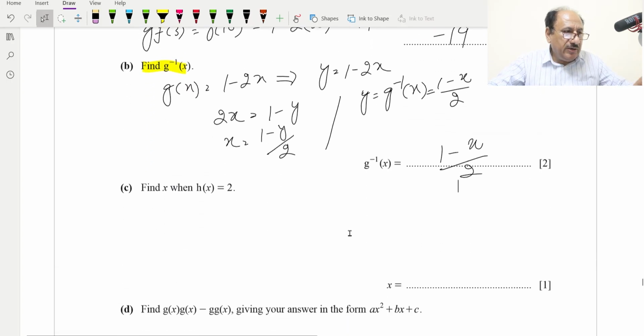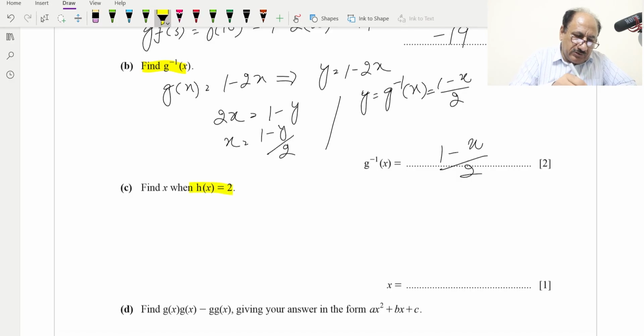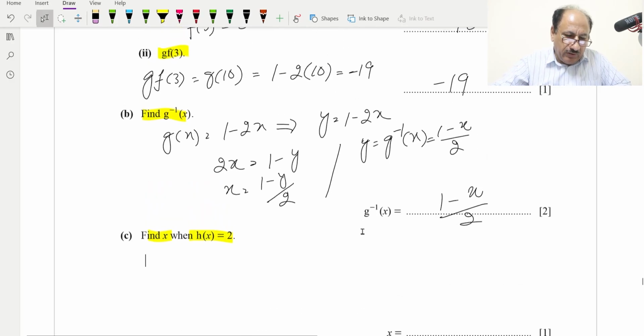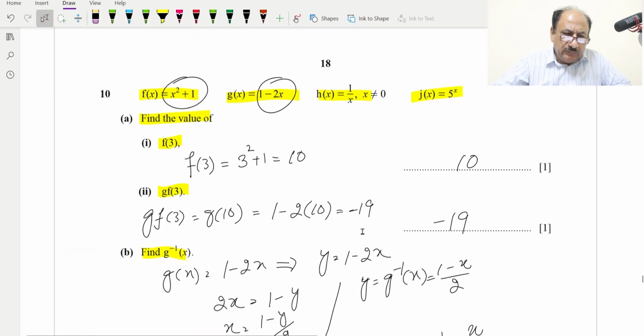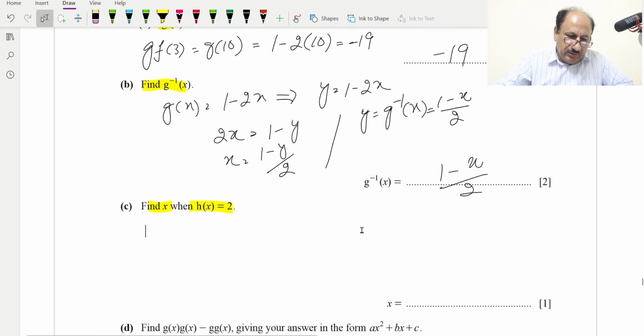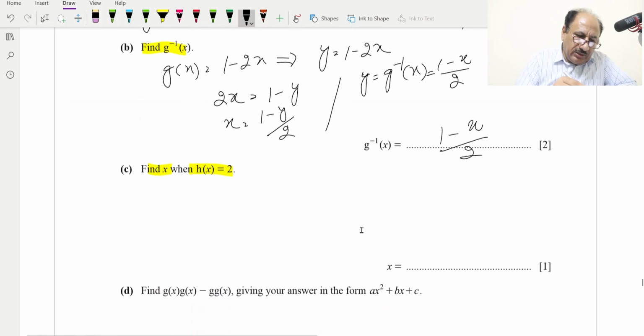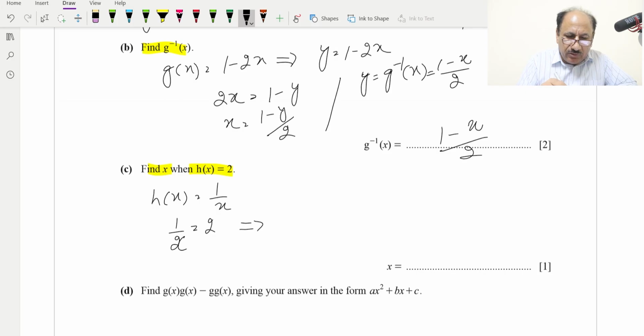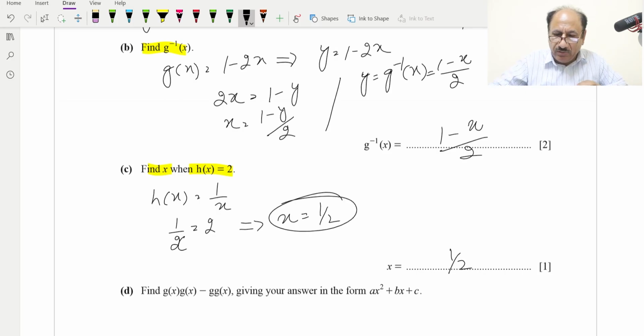Now next is find x when h of x is equal to 2. Now h of x is equal to 2, and we have to find the value of x. Now h of x is 1 over x. So h of x is equal to 2, it means 1 over x is equal to 2. This implies what? x is equal to 1 by 2. This will be our answer, which is equal to 1 by 2.